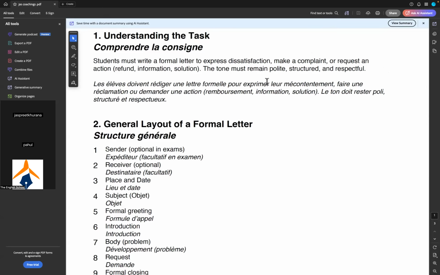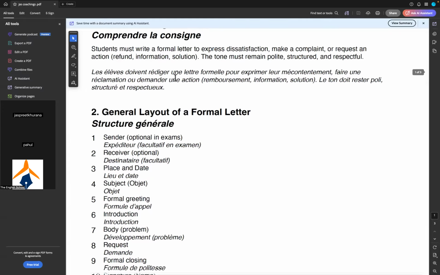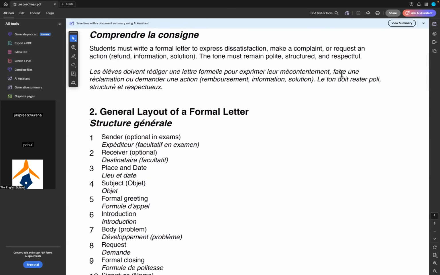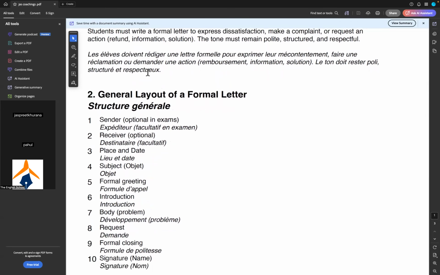See, these are the different words, different points, okay? Les élèves doivent rédiger une lettre formelle pour exprimer leur mécontentement, faire une réclamation ou demander une action. Remboursement, information, solution. Le ton doit rester poli, structuré et respectueux.